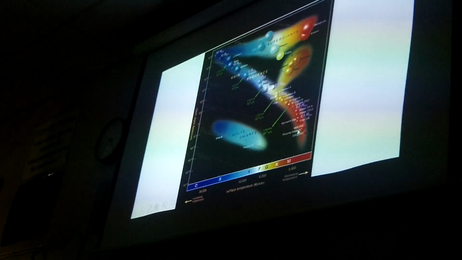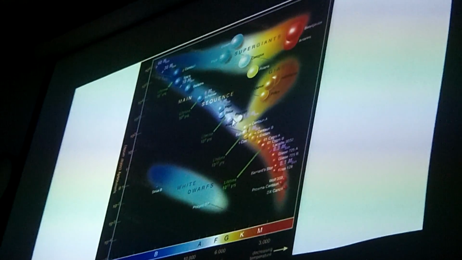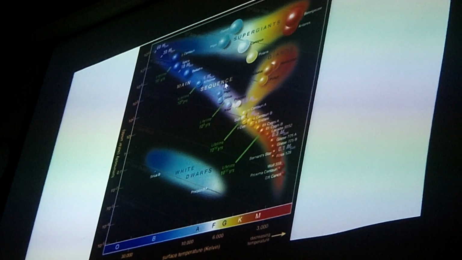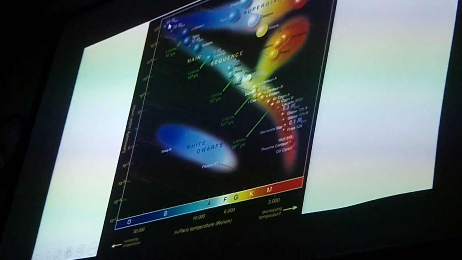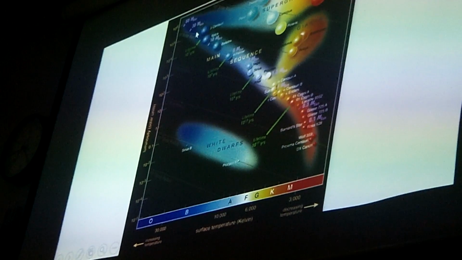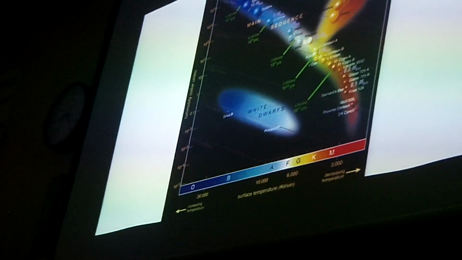So we're talking about the death of a low mass star. Everything you see from here to about there, we consider a low mass star. Everything from here up on the main sequence, we consider to be a high mass star, a very heavy star, and they die a lot differently than a low mass star does.